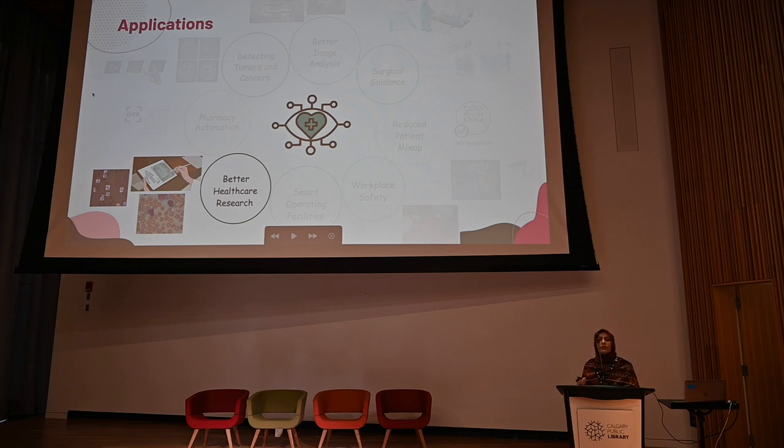For example, a computer vision system can do more accurate and less biased cell counting compared to human workers.